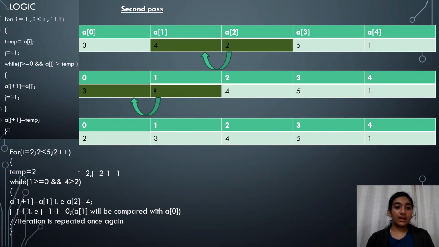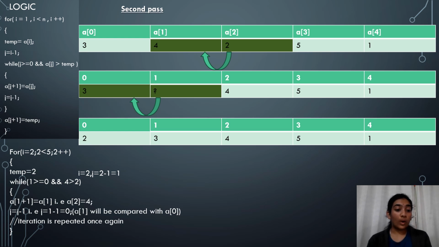So in the second pass, the i value will be equal to 2 because i will be incremented. So 2 is less than 5, true. i plus plus, so i will be incremented and kept aside. Then the value 2 will be stored in the temporary variable because A of 2 contains the number 2. And then the j value is found, which is 2 minus 1, that is 1. Then the while condition is checked: while 1 is greater than or equal to 0, true. And then 4, which is in the memory address A of 1, is it greater than 2? Yes, it is true. Then it will enter the loop.